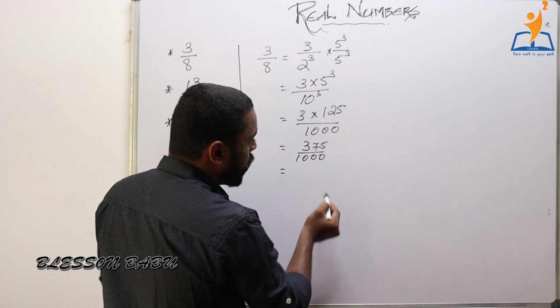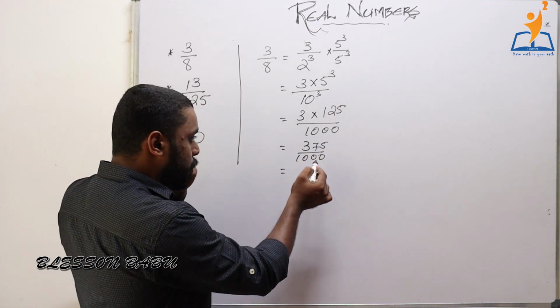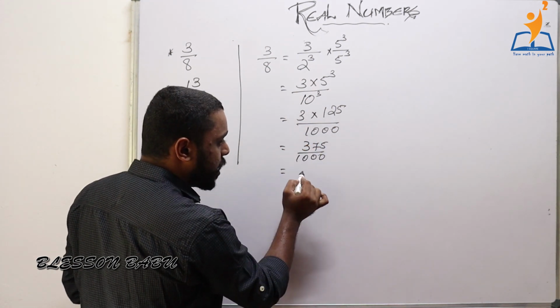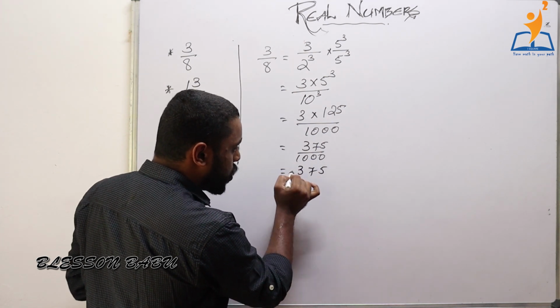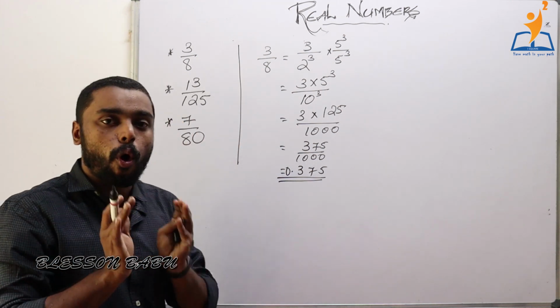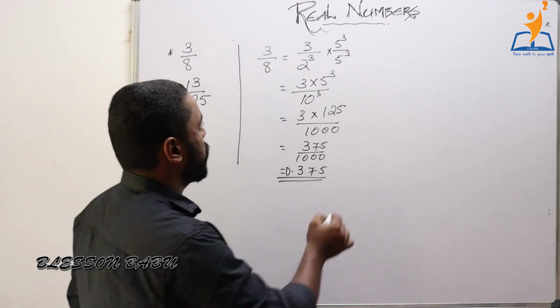So when we divide a number by 1000, it is enough to put 3 decimal places to the left and put a point there. So we have 3 decimal places to the left and put a point here to get the answer. So the answer is nothing but 0.375.